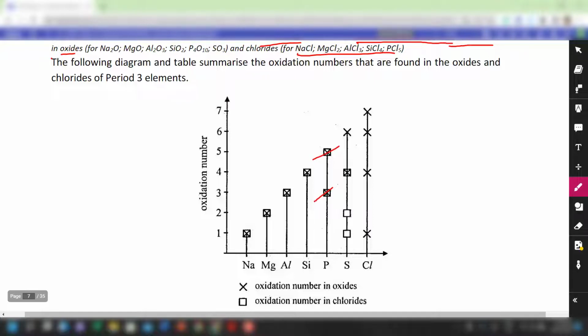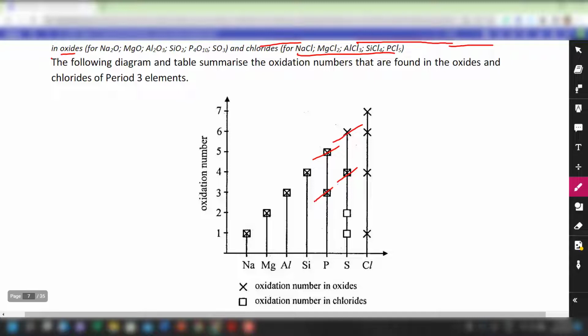Sulfur usually has +4 and +6. Okay, and for the oxide chlorine, there exists a few, but we will not discuss them for this particular section, because it's not exactly in the curriculum. If you are interested, you may read more about them.